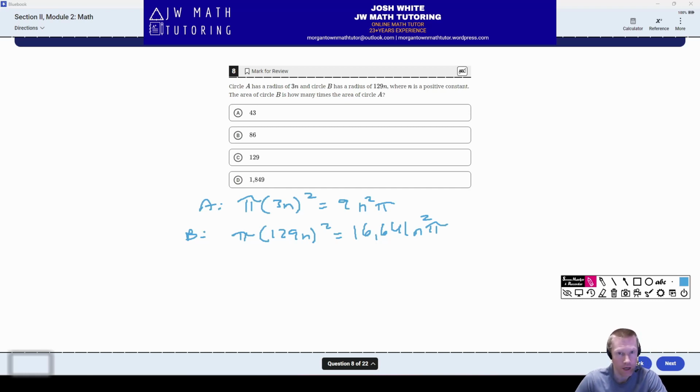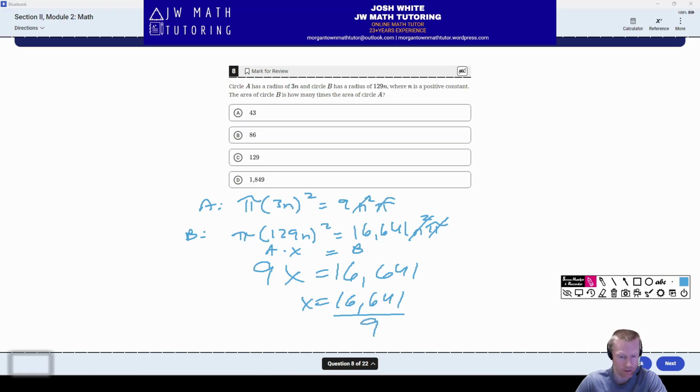All right. So now, how many times is B how many times A? Notice the pi's cancel out, the n squareds cancel out. So really we're looking at 9 times what number? So this is A times what number is equal to the area of B, 16,641. Or in other words, it's really 16,641 divided by 9. If you do that, it's going to be 1849. Okay, so the correct answer is letter D.